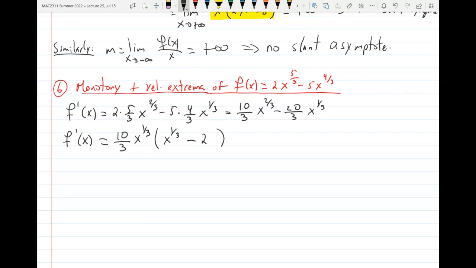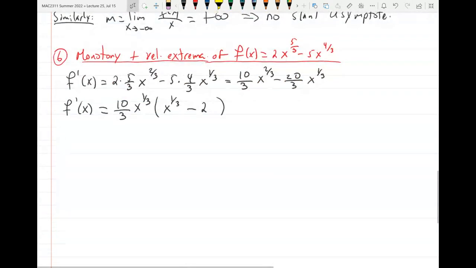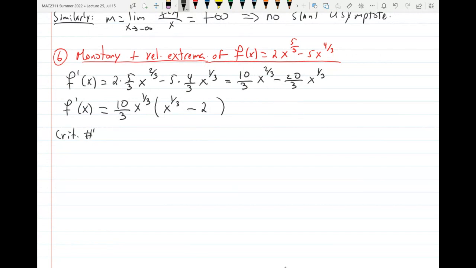Okay. So now we need to find the critical numbers, right? So what are the critical numbers? Remember two things. F prime undefined. In this case, we don't get anything, right? The root is defined everywhere. Those are cube roots, and there's no fraction here.